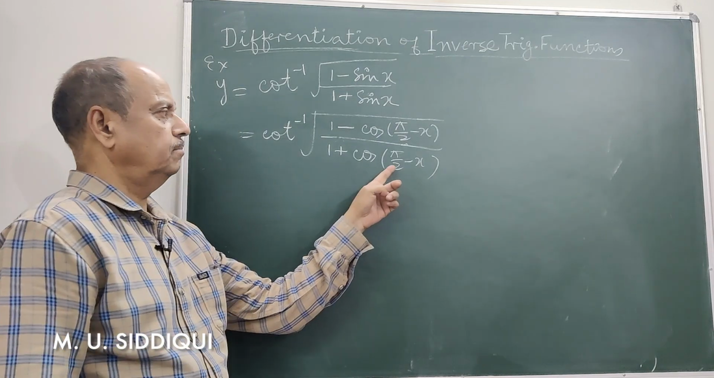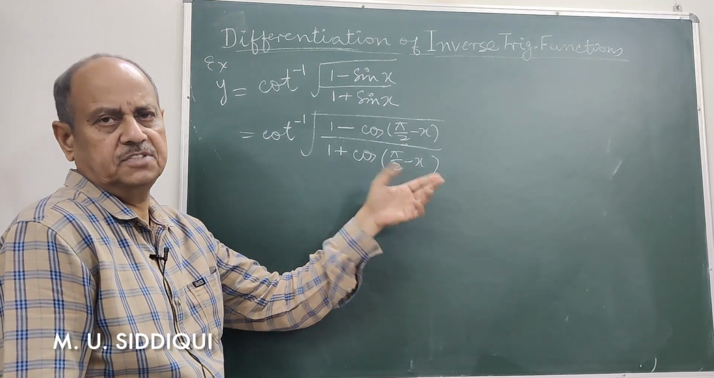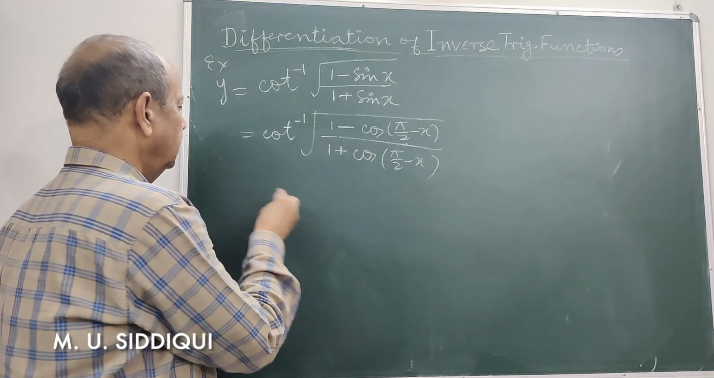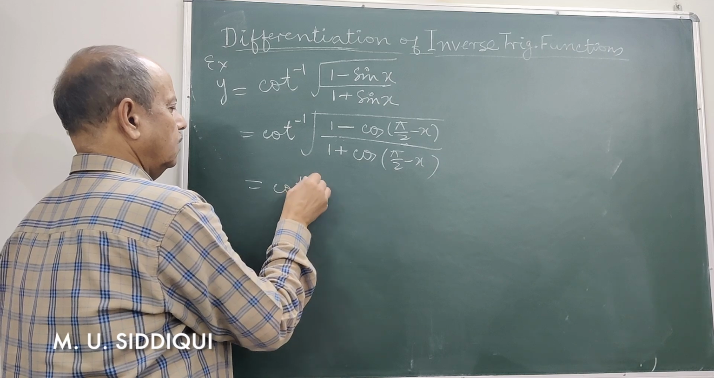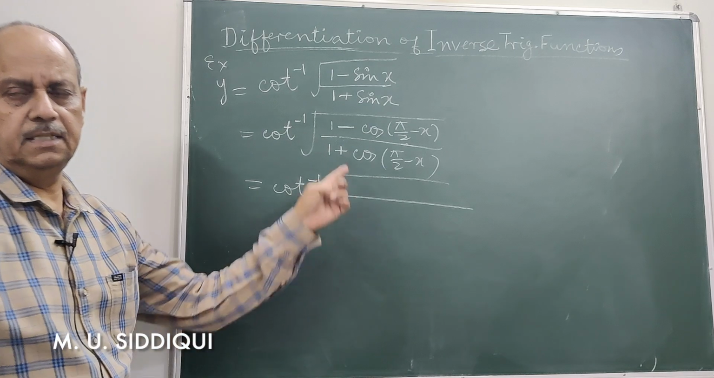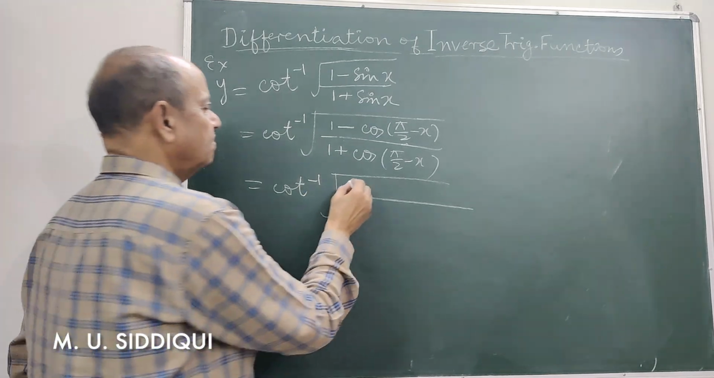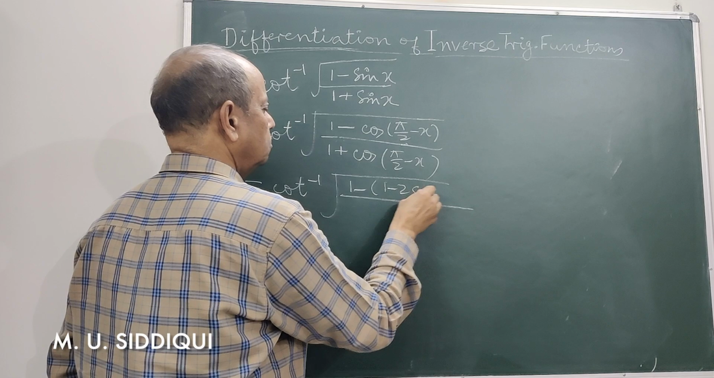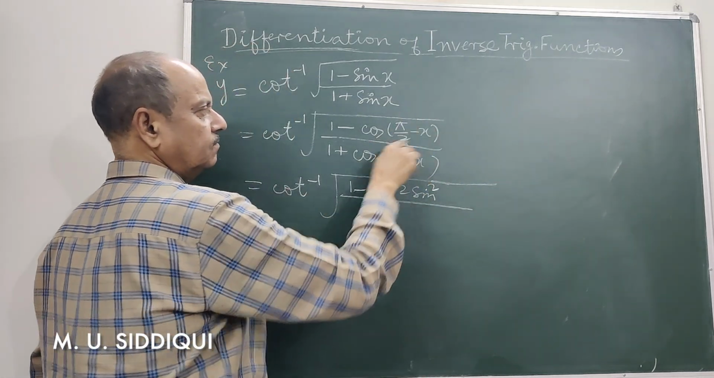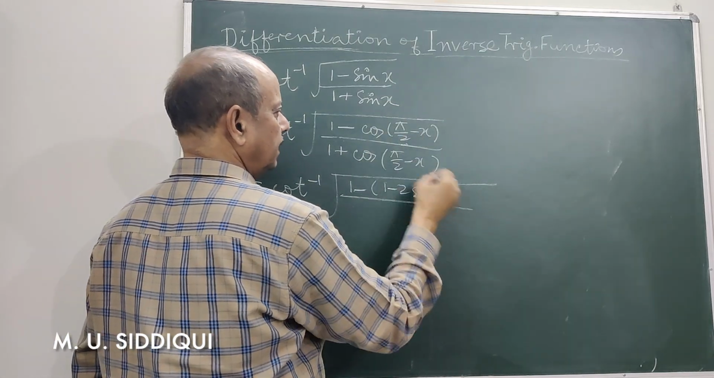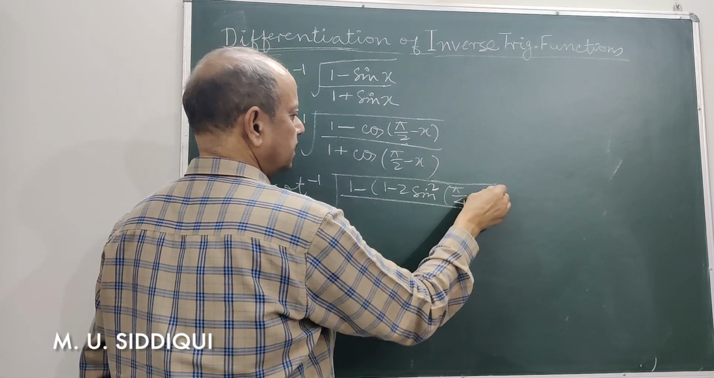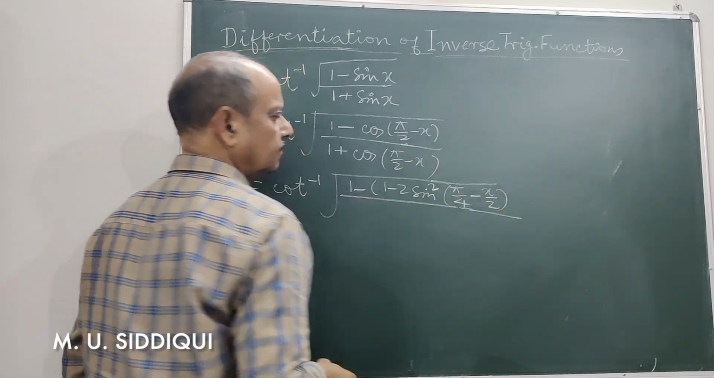We know that cos pi by 2 minus x, that is cos 90 degree minus x, is sin x as it was, and similarly for the numerator. So this is the main work. Cot inverse. Now convert into half angles as we did in the previous question. You will say 1 minus 2 sine square of what angle? Half of this angle. Half of pi by 2 is pi by 4 minus half of x is x upon 2. Is that okay?